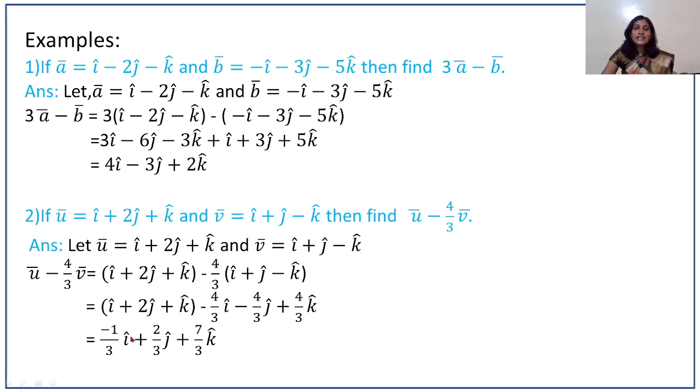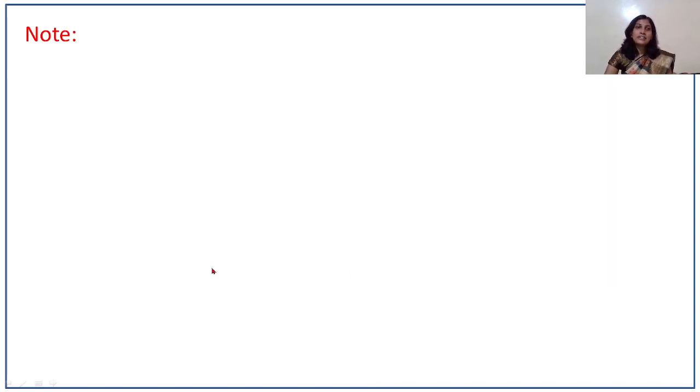So what we will get? It is minus 1 by 3 I cap plus 2 by 3 J cap plus 7 by 3 K cap. Then this is the subtraction of two vectors.